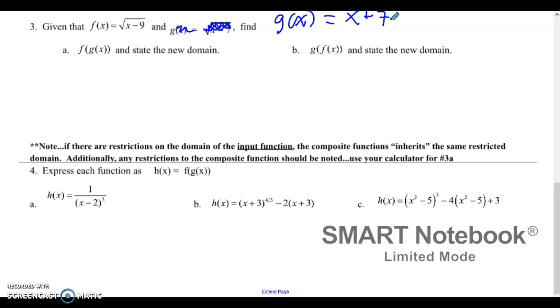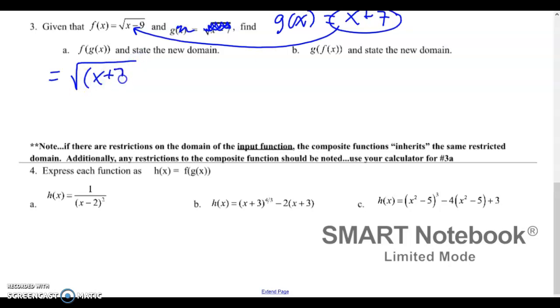So I'm going to take this whole function g and plug it in place of x. So this will be the square root of, instead of x minus 9, it's going to be x plus 7 minus 9, which then simplifies into the square root of x minus 2. And that is our simplified composition function, the square root of x minus 2.